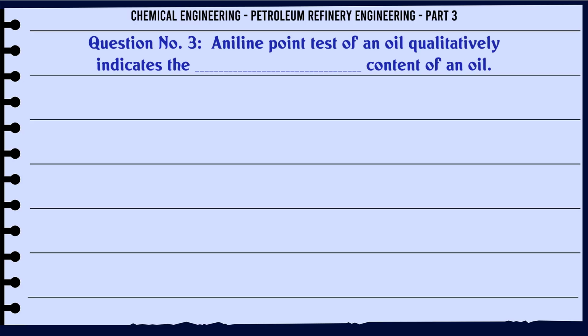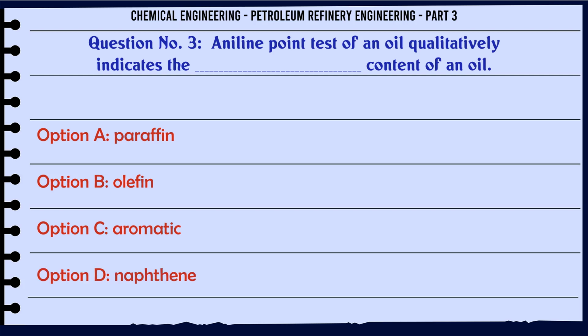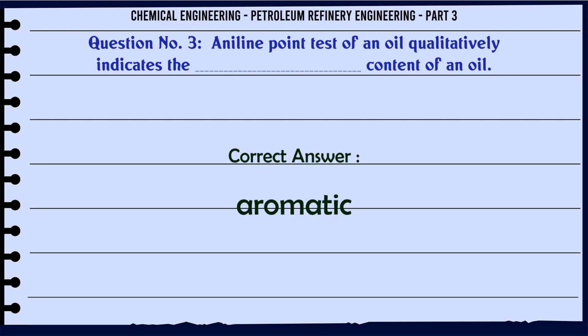Aniline point test of an oil qualitatively indicates the content of an oil. A. Paraffin. B. Olefin. C. Aromatic. D. Naphthene. The correct answer is aromatic.